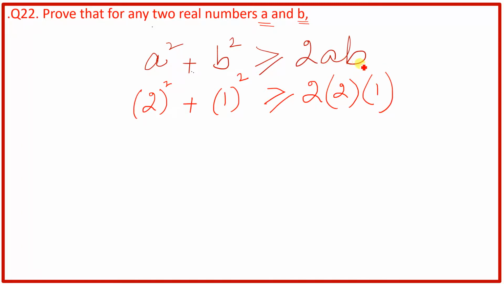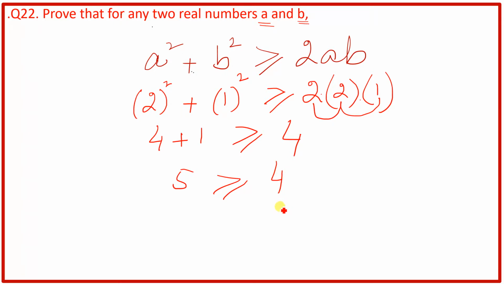See, there is no sign, it means there is a multiplication sign. If I put a dot, it also means multiplication. So 4 plus 1 is greater than or equal to 2 times 2 times 1, which is 4. So it is 5 is greater than or equal to 4. It is proved.